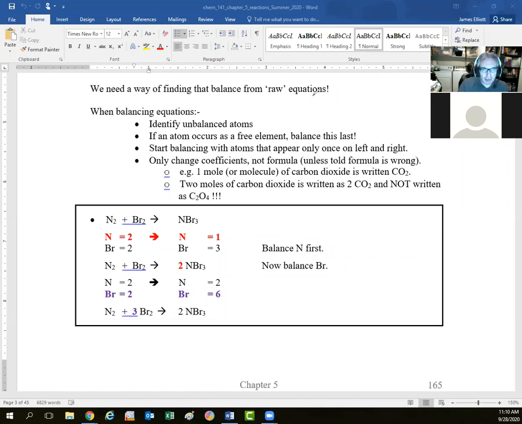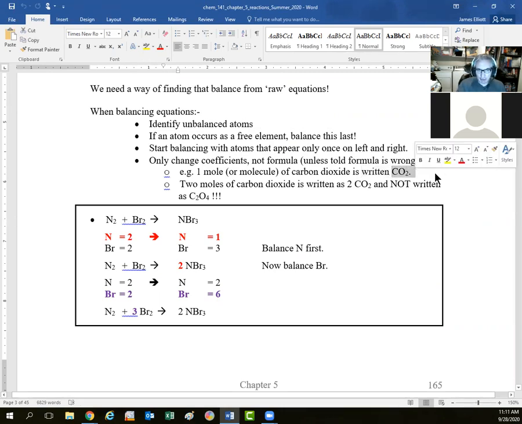When you are balancing for the element, just keep in mind that you're only changing the coefficients at the beginning of the chemical formula. You're not actually changing the chemical formula itself. So if we have carbon dioxide in a reaction and we needed to double the amount of carbon, we'd have to double the amount of carbon dioxide if that was our source, but we just change the number, the coefficient in front. So we'd take 2 units of carbon dioxide.